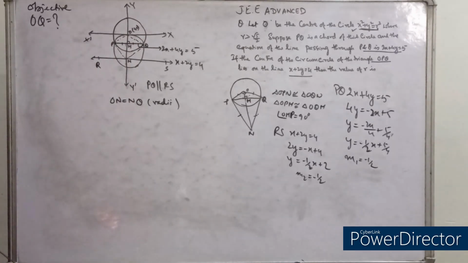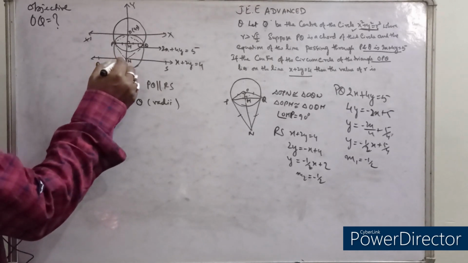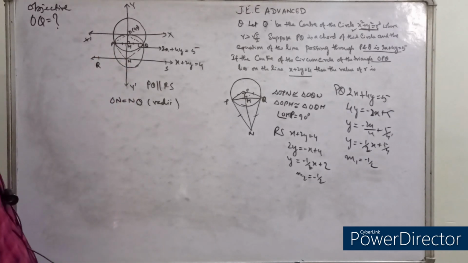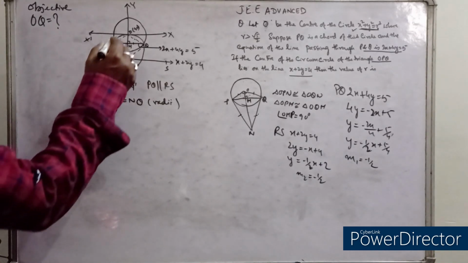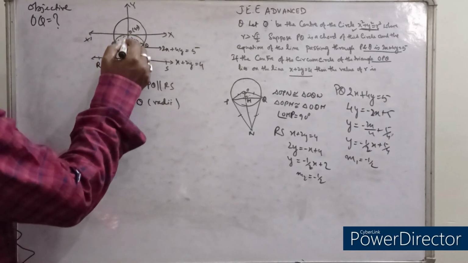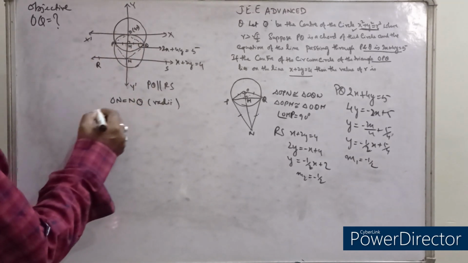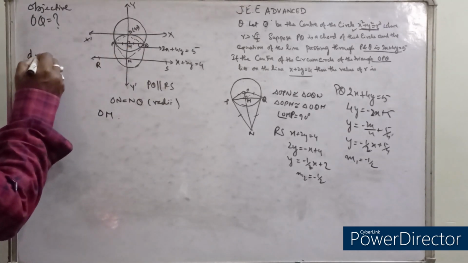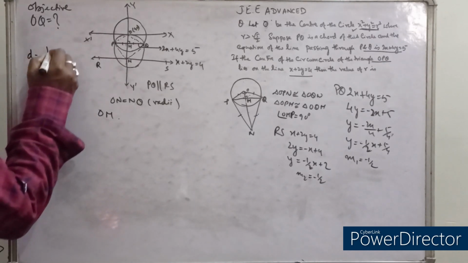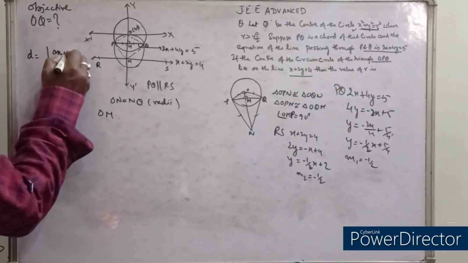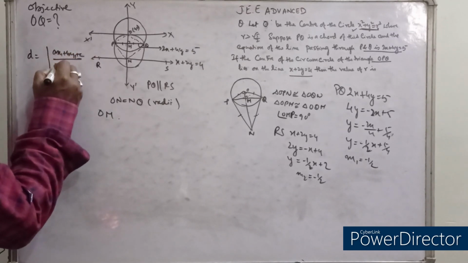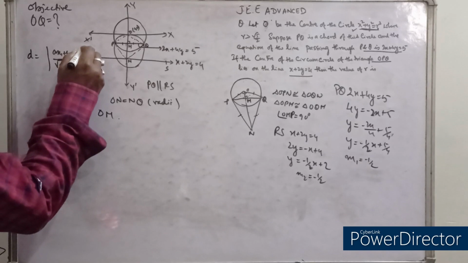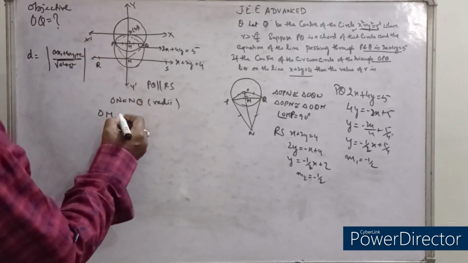I have proved that this is 90 degrees. You have learned this from your class 10 theory. And again, why this becomes the center of the circle, you have learned from the class 10 theory. Now everything is easy for you. So I will find the perpendicular distance OM. To find the perpendicular distance, your formula is modulus of Ax1 plus By1 plus C by root over A square plus B square. So OM will be equal to how much?